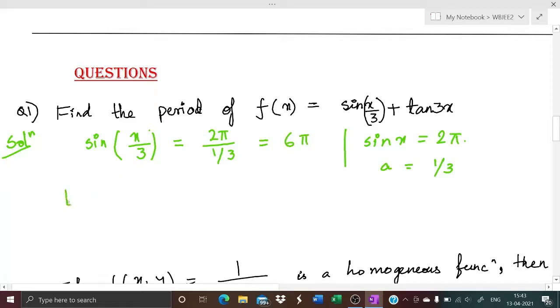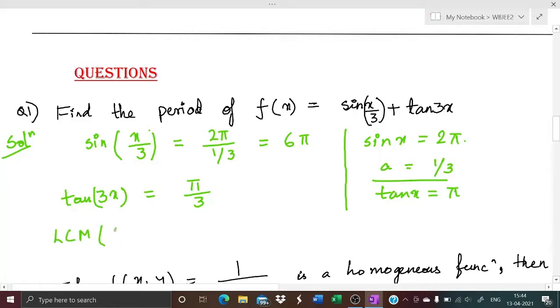and tan x का अब tan 3x का पीरियड निकालेंगे तो tan x का पीरियड क्या होता है पाई, tan x का पीरियड पाई होता है, तो tan 3x का पीरियड क्या होगा पाई बाय 3. Okay, now you have got the period of two functions. Now you have to find the LCM. You have to find the LCM of 6 pi and pi by 3.